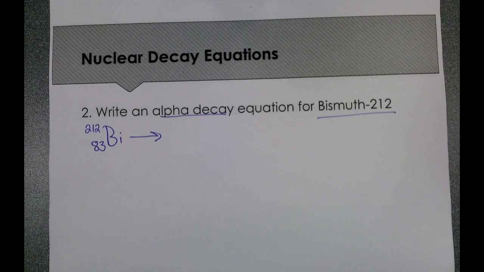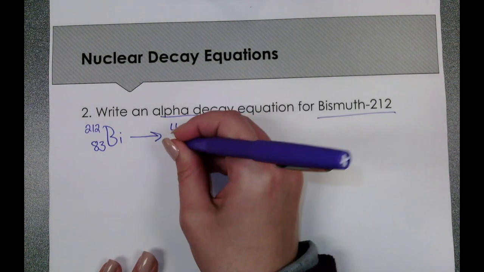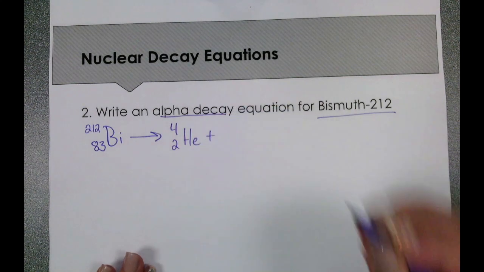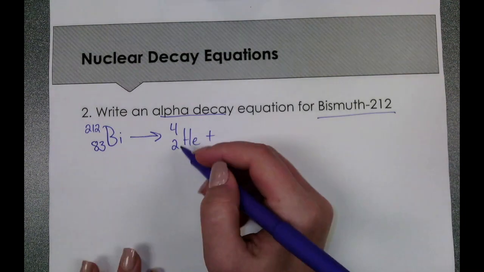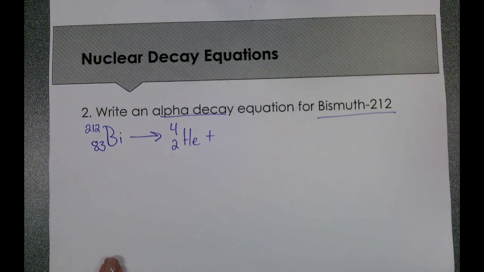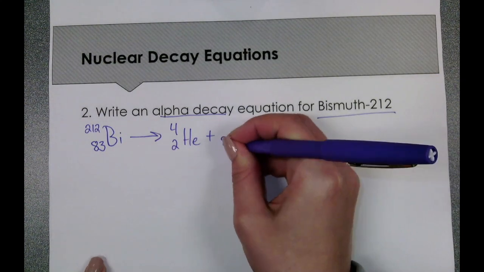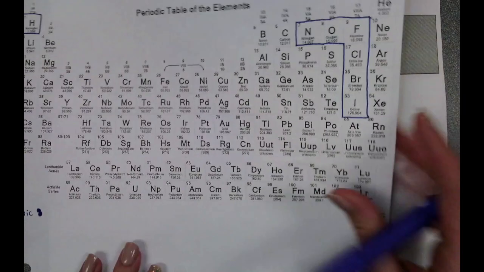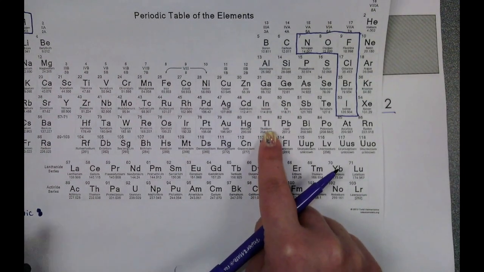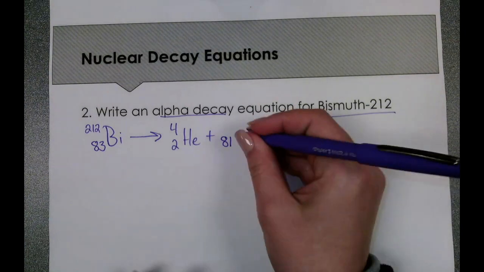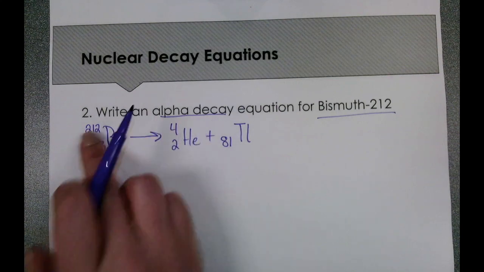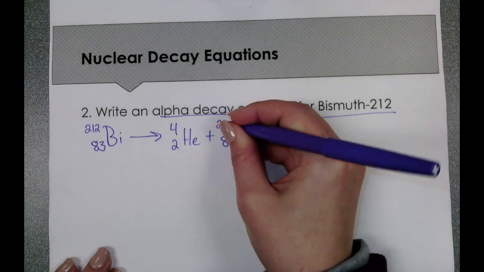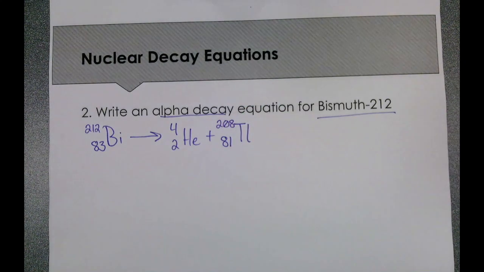All right, let's see how you did. It's alpha decay, so one of our products is going to be an alpha particle. Now we have to figure out what the new element formed is going to be. Well, what plus 2 will give me 83? 81. So I'm going to find element 81 on my periodic table. It is thallium. And what plus 4 will give me 212? Well, that's going to be 208 again. And that's the alpha decay equation for bismuth-212.